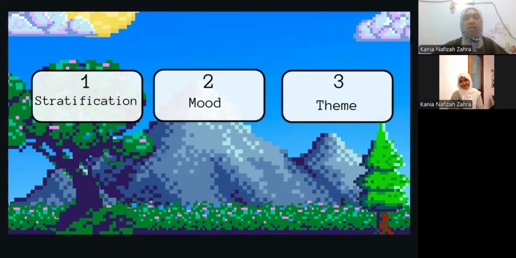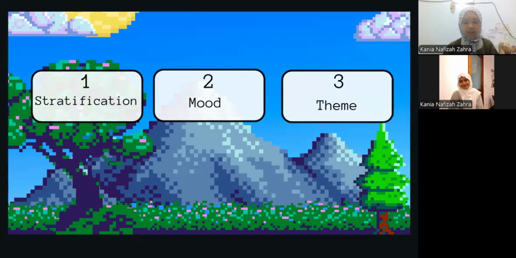Okay, next, in today's meeting, we will learn three things. The first one, stratification. The second one, mood analysis. The third one is theme and rheme. Okay, let's go into the first one, stratification.